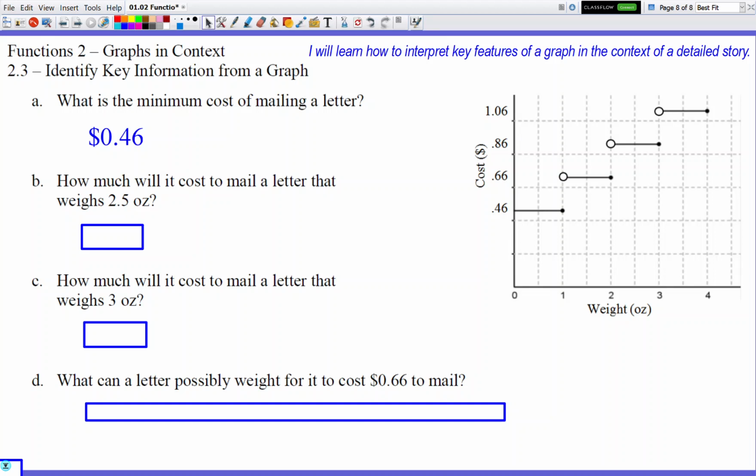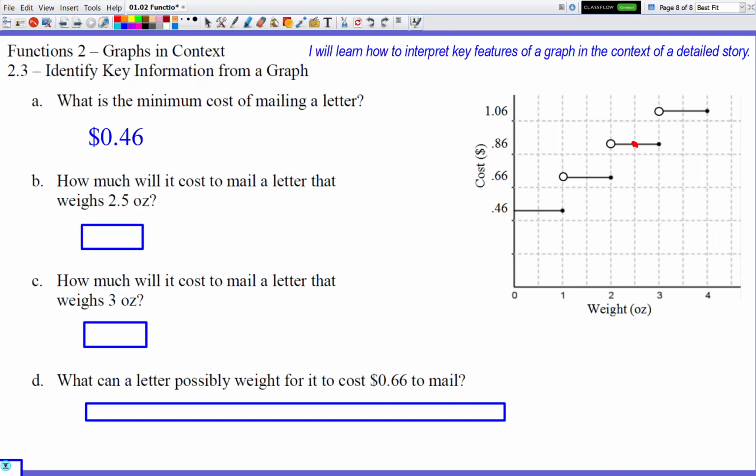Okay, so how much will it cost to mail a letter that is 2.5 ounces? So where is 2.5 ounces? So here's 1 ounce, 2 ounces, 3 ounces. Ooh, that's too far. So halfway. So 2.5 ounces is, let me get into pen, it's going to be right here.